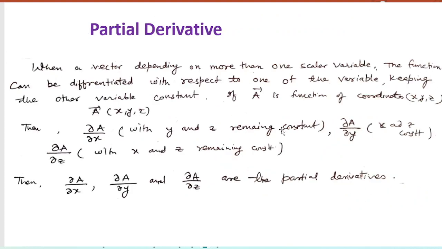But in the case of the partial derivative, the function depends on more than one scalar variable, and the function can be differentiated with respect to one of the variables, keeping the other variables constant. Suppose A is a function of x, y, z, a vector quantity. So delta A by delta x will be partially differentiated by taking y and z as constant. Similarly, delta A by delta y will differentiate only the terms which contain y, but x and z will be treated as constant. And similarly, delta A by delta z. So these are delta A by delta x, delta A by delta y, and delta A by delta z. These are known as the partial derivatives.